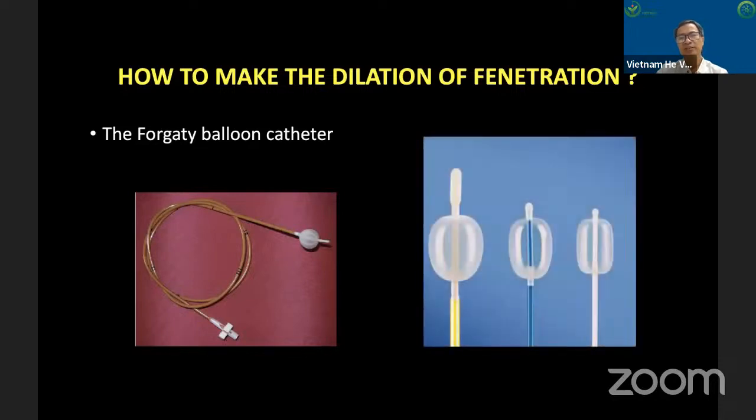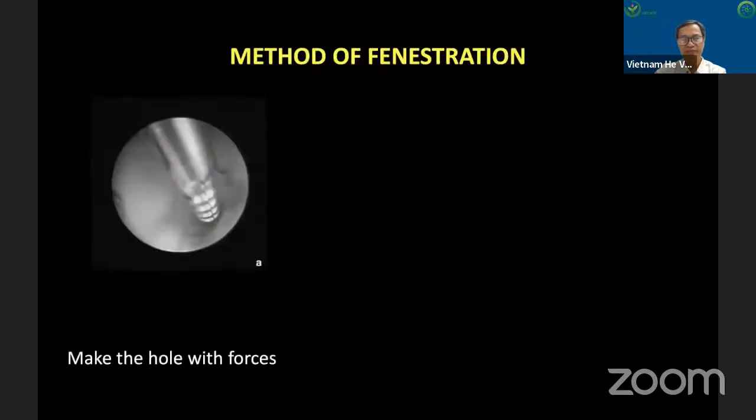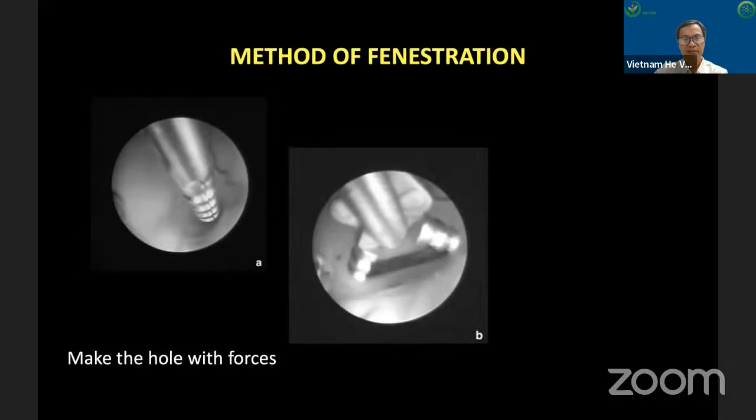This one is special for the ETV, but we don't have it because it's more expensive. That's why I use Fogarty. And you can make the fenestration bigger. We can use forceps to make a hole, but I don't use them. To make it bigger, I sometimes do.